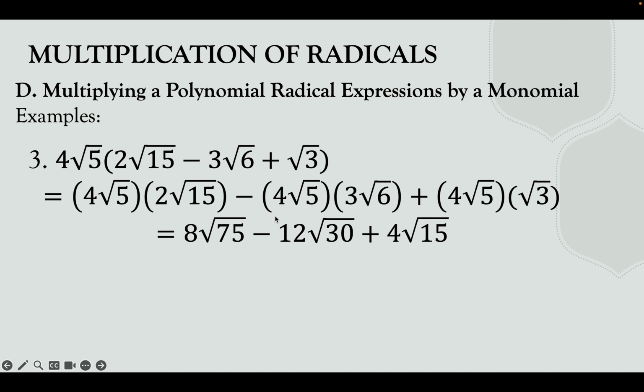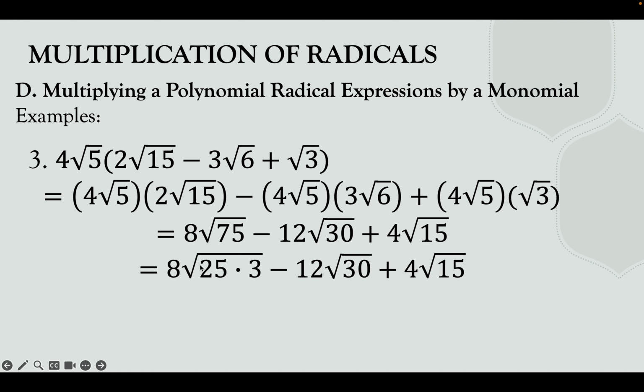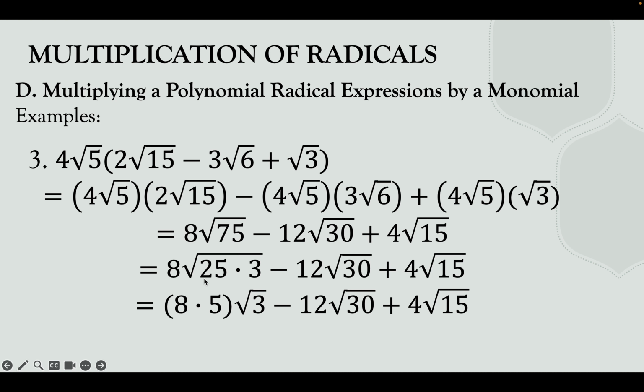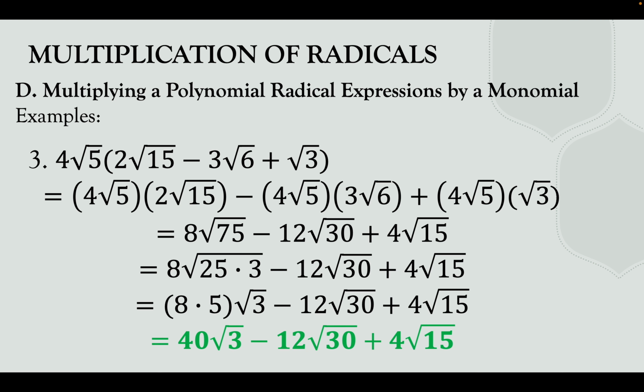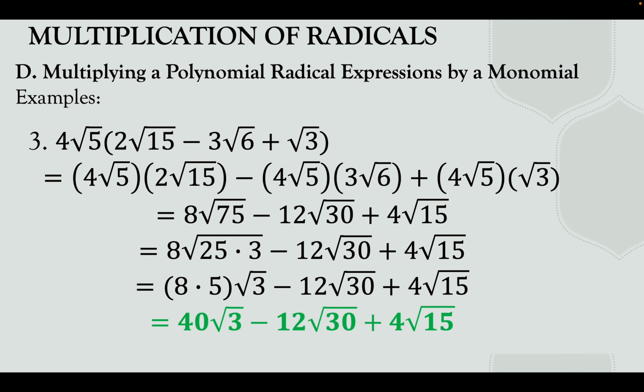Now we can simplify square root of 75. We can factor that one into 8 square root of 25 times 3, since 25 is a perfect square, minus 12 square root of 30 plus 4 square root of 15. So we have here 8 times 5 square root of 3 minus 12 square root of 30 plus 4 square root of 15. So 8 times 5, we have 40 square root of 3 minus 12 square root of 30 plus 4 square root of 15. That is our final answer.